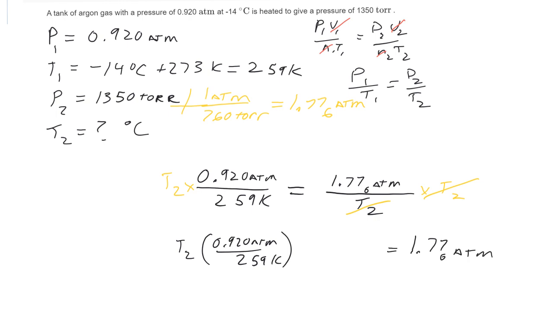Now I need to get my T2 by itself. So I'm going to multiply by the reciprocal of the fraction I'm multiplying by. I'm dividing by 259, so I need to multiply by it. Oops. I'm multiplying by 0.920, so I need to divide by it to get rid of it. I have to do the same thing to both sides. That cancels out. That cancels out. So now I'm left with T2 by itself.